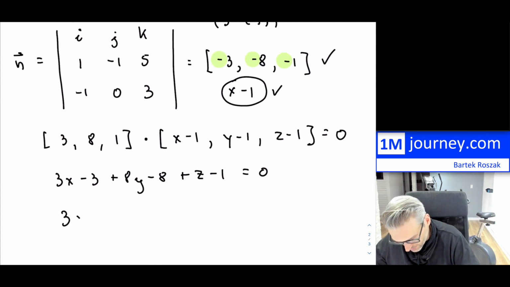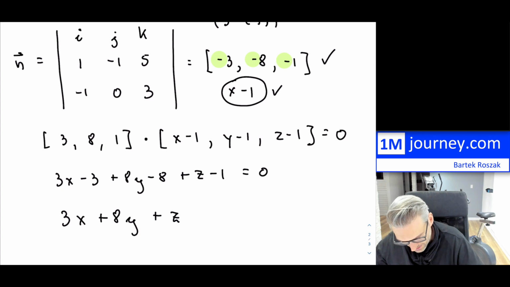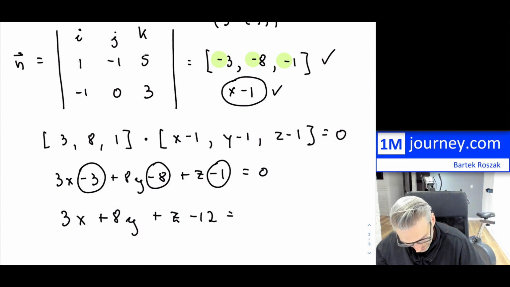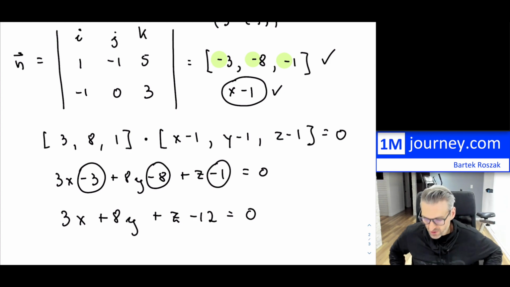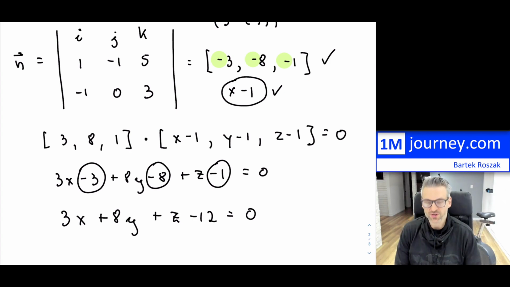So writing this out, 3x plus 8y plus z, and then I've got to worry about this. So -3, -8, -1, that's -12, equals 0. So there you have it. Now you have found your equation. It's in your standard or scalar form.